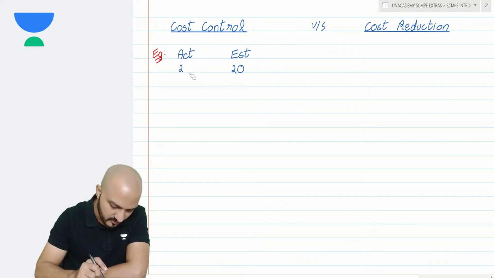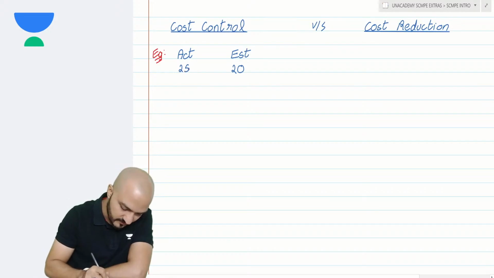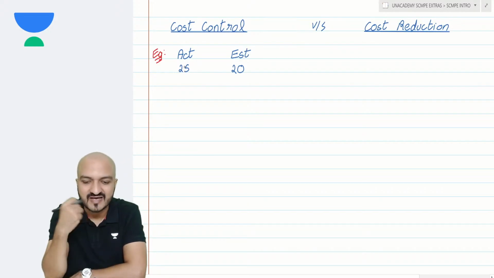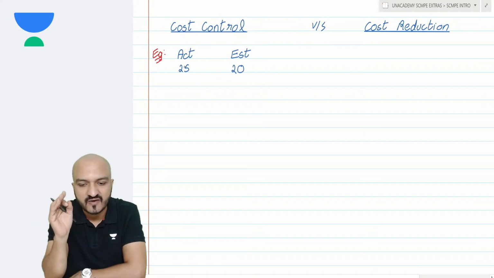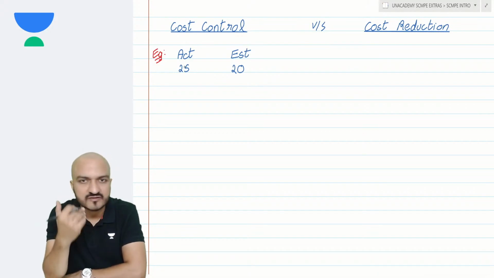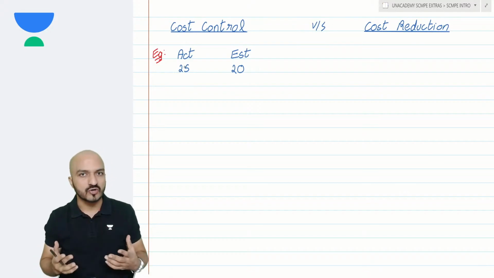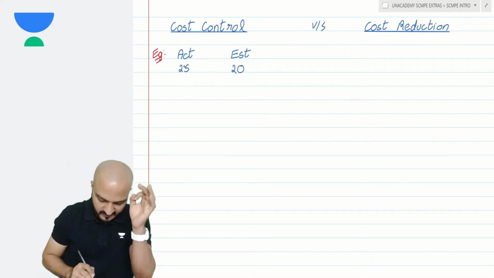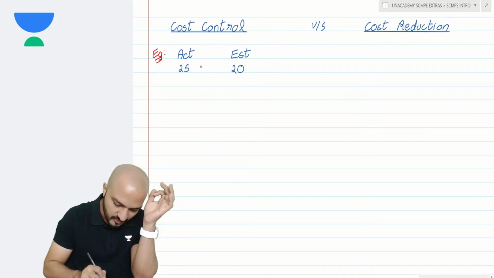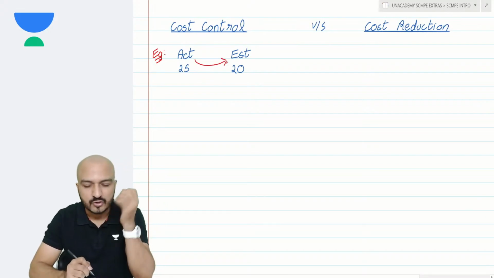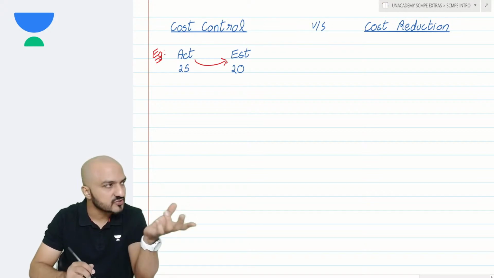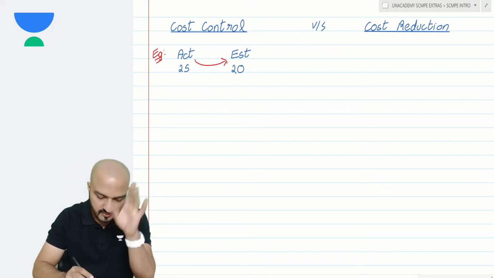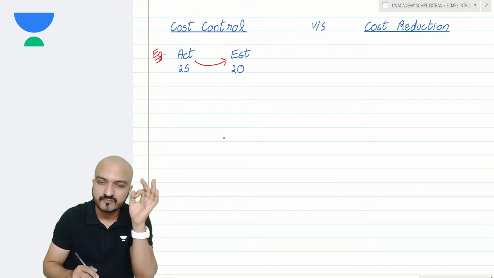So at the beginning of the year, my cost was estimated at 20. By the end of the year, my actual cost turns out to be 25. Now this means what? This means that I did some mistake. This means that I incurred some extra cost. Cost control means to try and reduce my actual down till the estimate. You try to decrease my actual cost back to the estimate. This is called cost control.